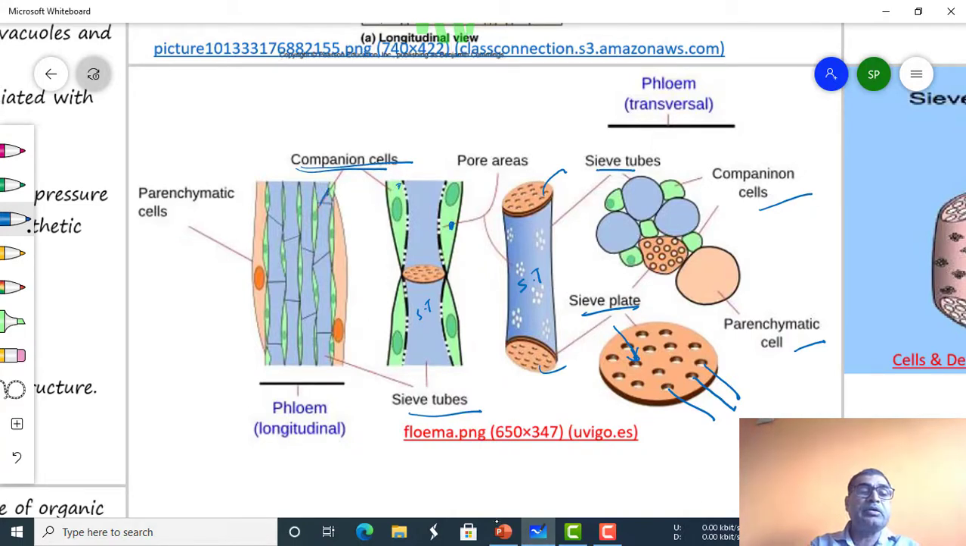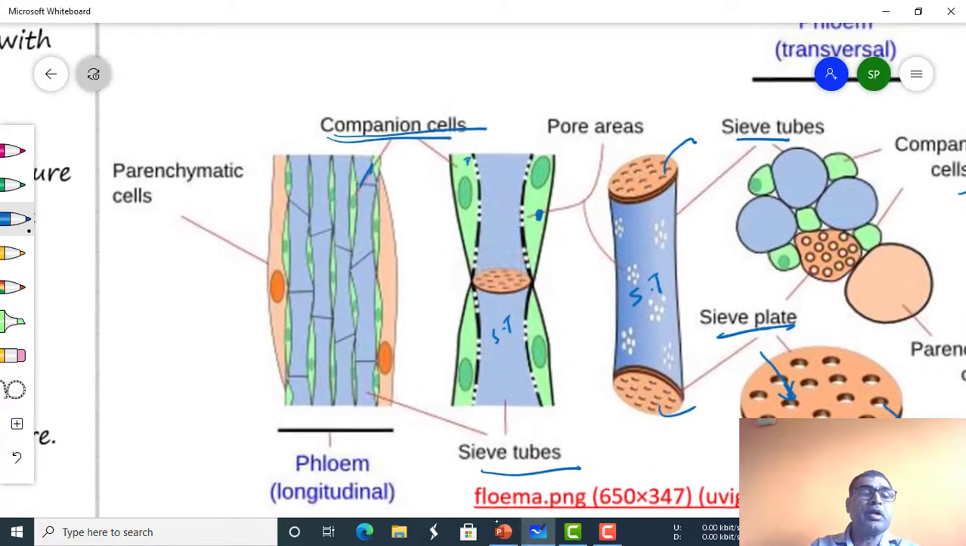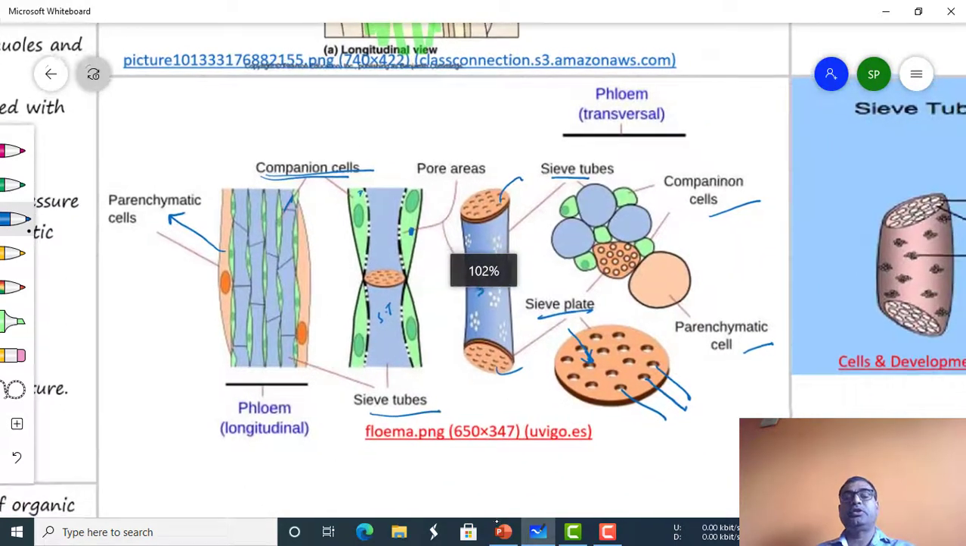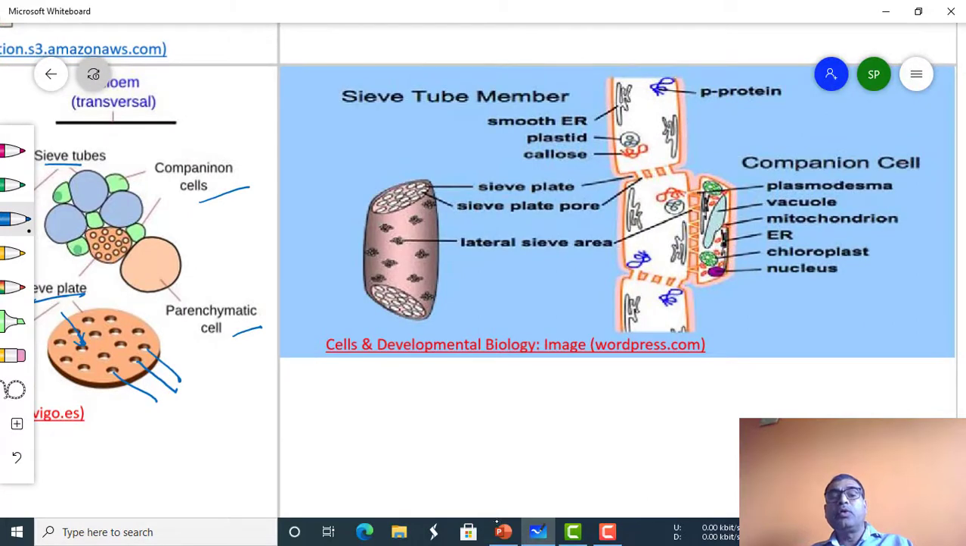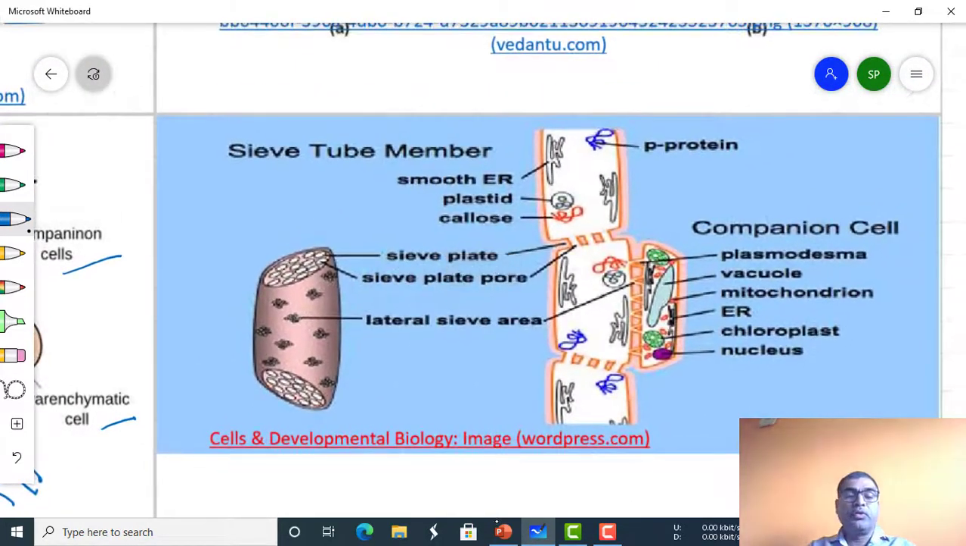These are the companion cells, and whatever these parts are present, these are parenchyma type of cells. The parenchyma which is associated with the phloem is called the phloem parenchyma. Again, one more image of a sieve tube. So this is a sieve plate pore. The small pores which are present in the sieve plate are called sieve plate pores. Then lateral sieve area.